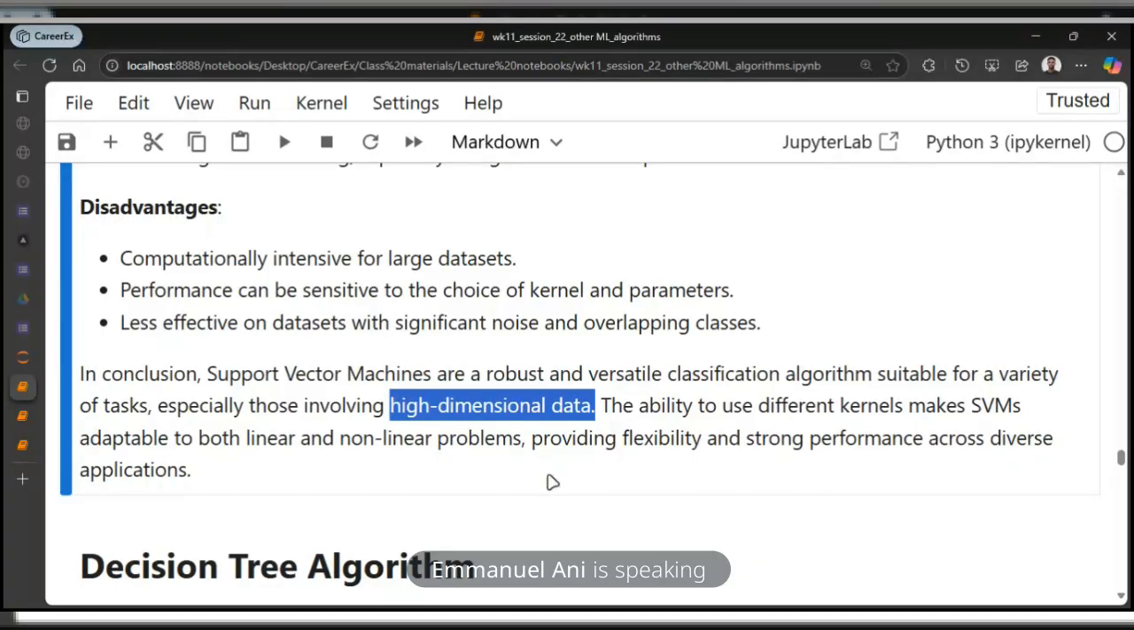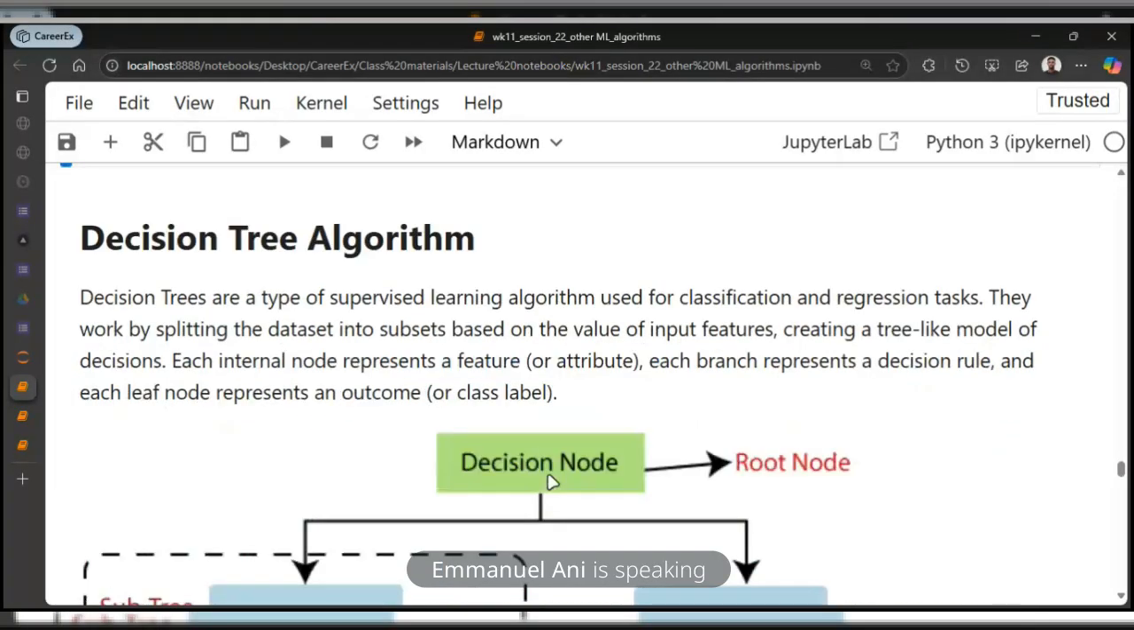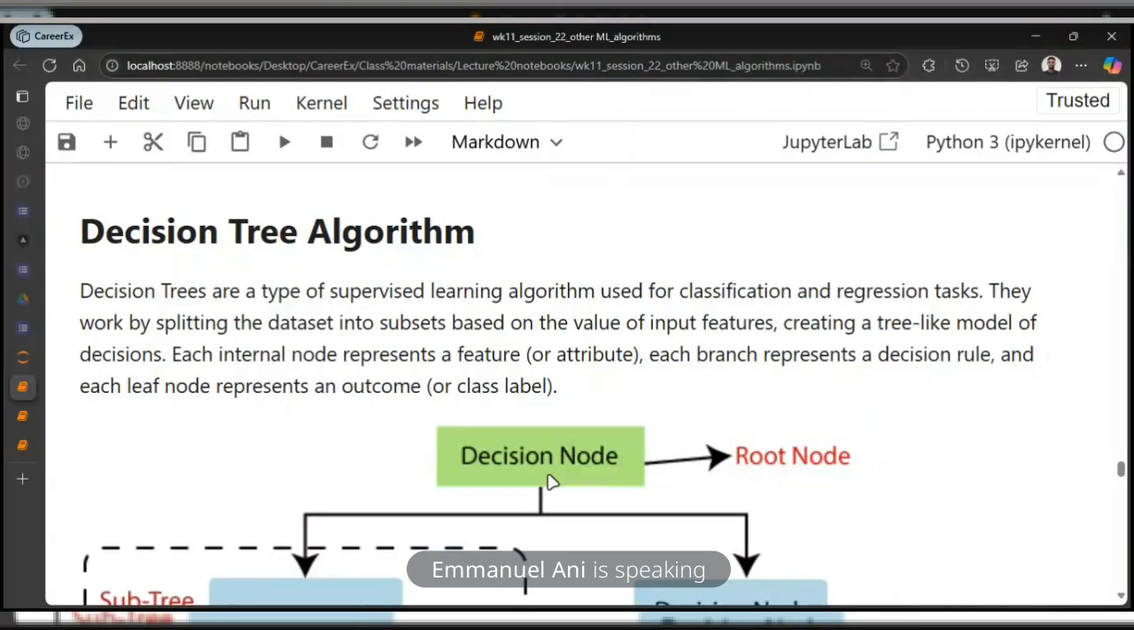Now we'll look at the last one in the material, which is the decision tree algorithm. All right. This decision tree algorithm is a very regular algorithm that is not just for machine learning.